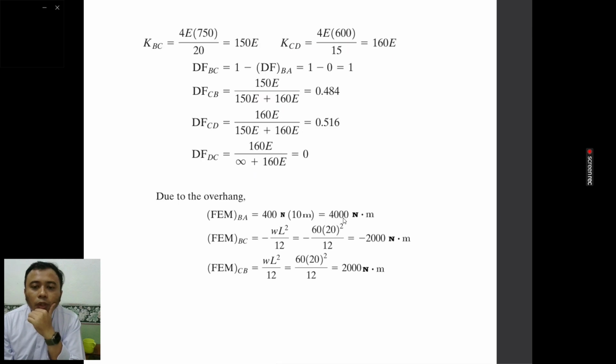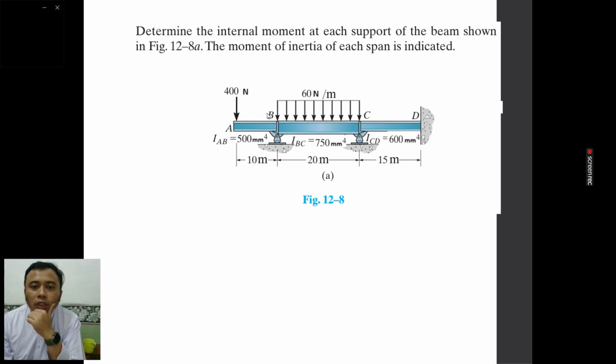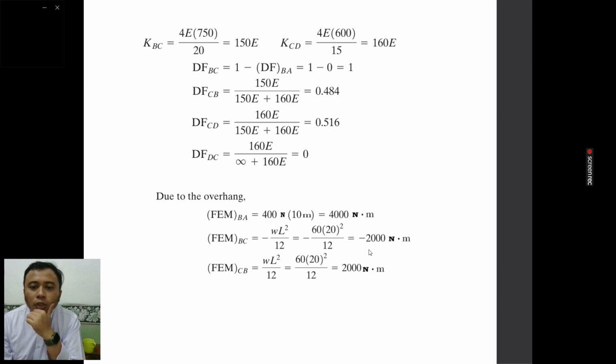So you get your moment of 4,000 Newton meter, and then for BC, WL squared over 12, because this is a distributed load. WL squared over 12 here, WL squared over 12 here. Okay, negative 2000 and 2000. Negative is counterclockwise and positive is clockwise.